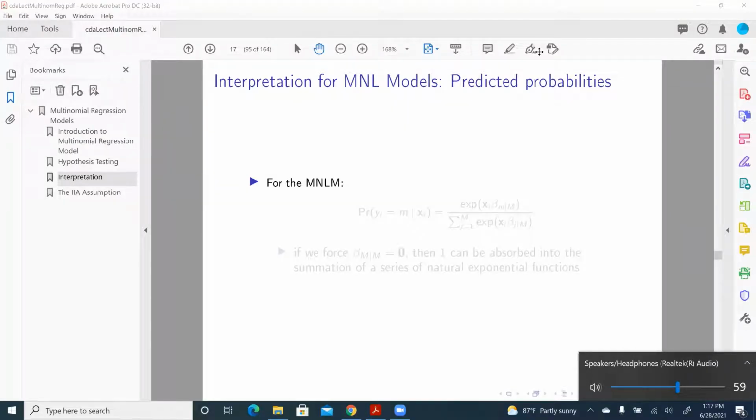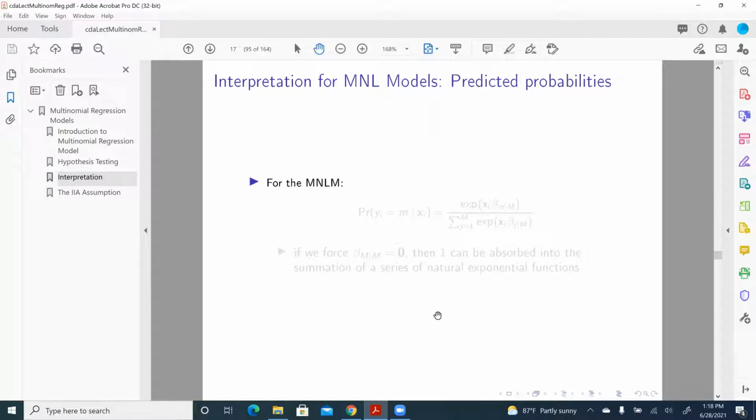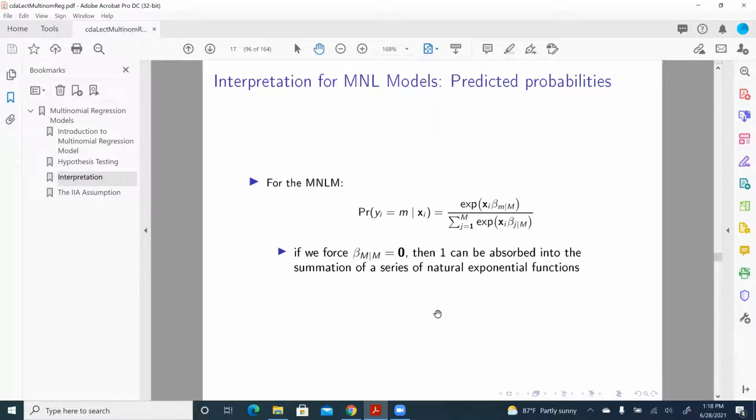Now let's talk about various ways to interpret results from multinomial logit models. First, let's talk about predicted probabilities. For the multinomial logit models, the predicted probability that y equals m can be expressed in terms of the ratio on the right-hand side of the equality sign.